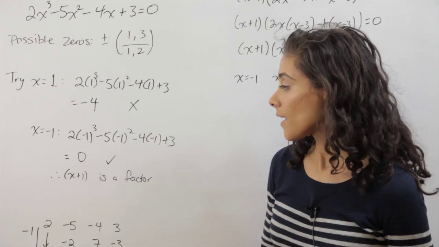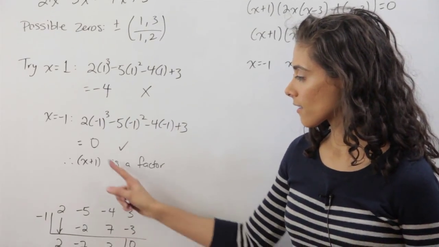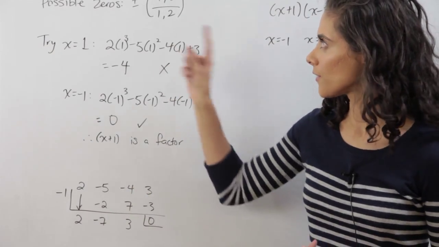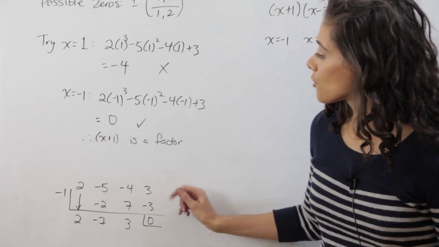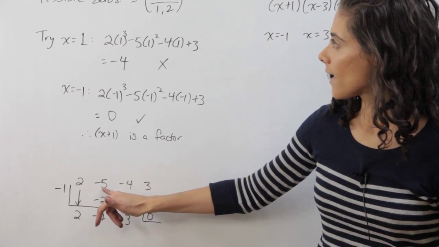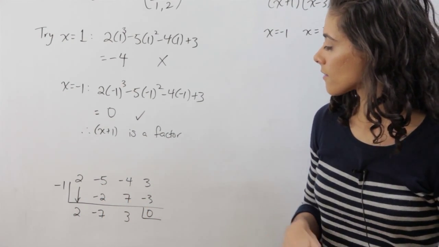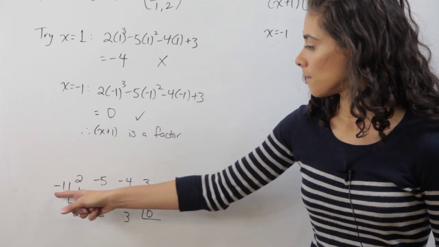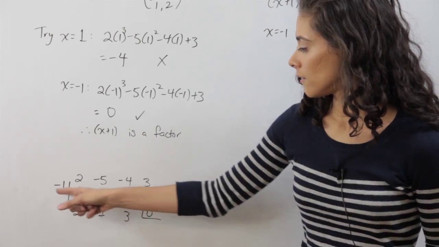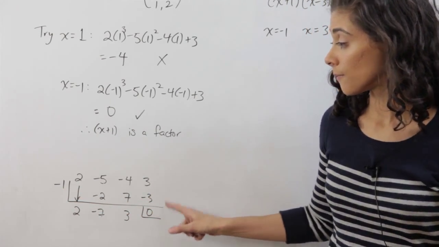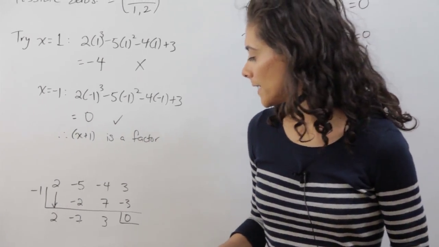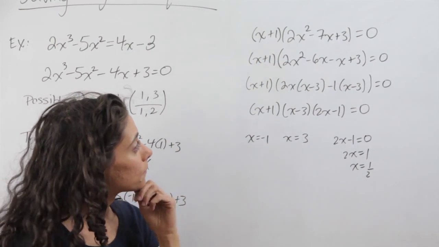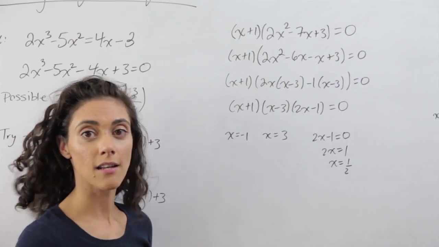So we're going to do long or synthetic division to find the other quadratic that goes with this, such that that quadratic times this linear binomial gives you that cubic. I did synthetic division. My coefficients: 2, -5, -4, +3. Drop it down, multiply, add, multiply, add, multiply, add. Remainder 0, as it should be. Now I'm here. There's the factor I found using the factor theorem. There's the factor I found doing synthetic division.